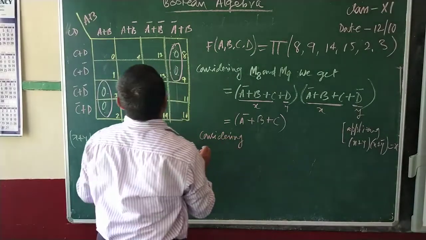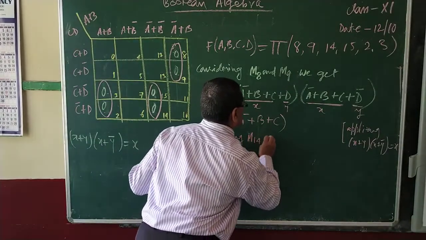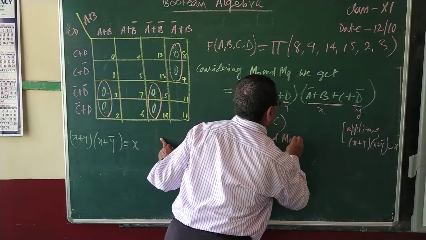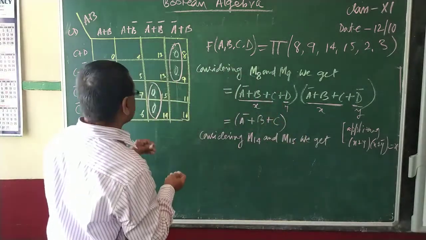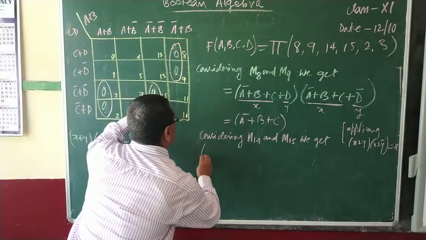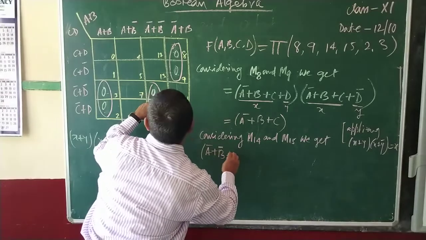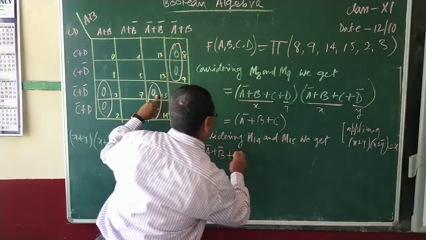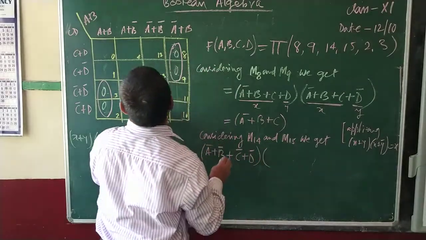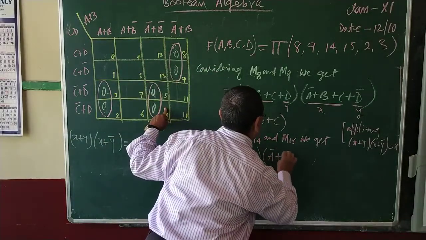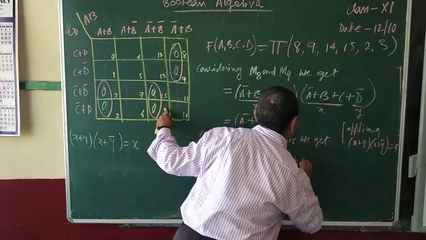Exactly the same way, considering M14 and M15. We get M14. What are we getting here? It is A complement plus B complement plus C complement plus D complement. All are complements. And here it is A complement plus B complement plus C complement plus D.